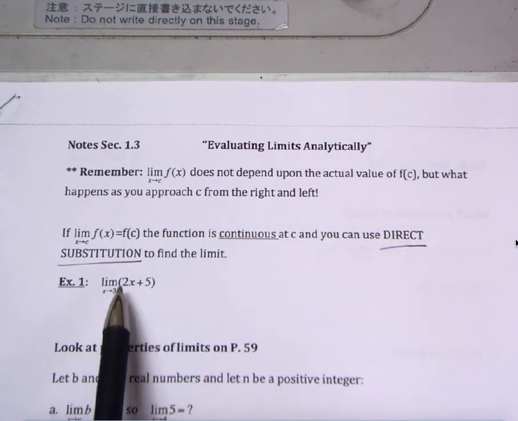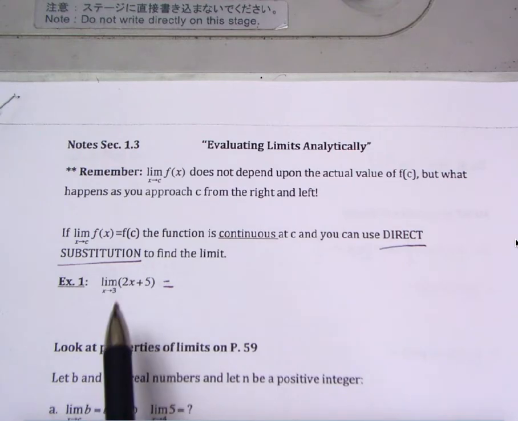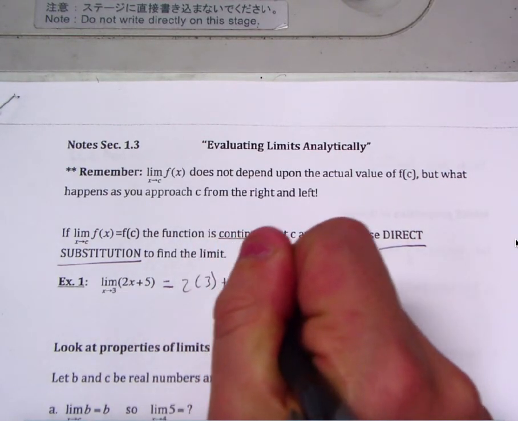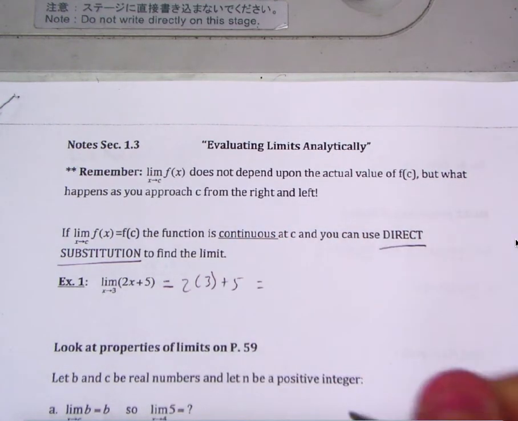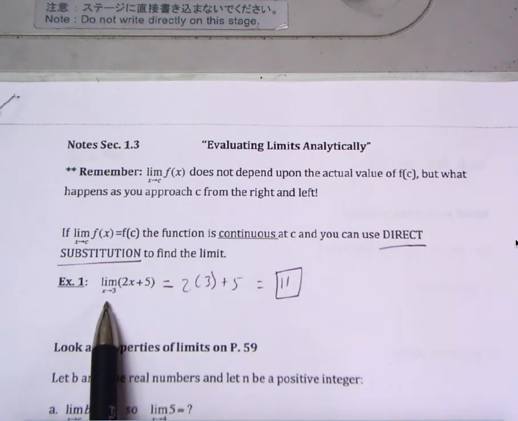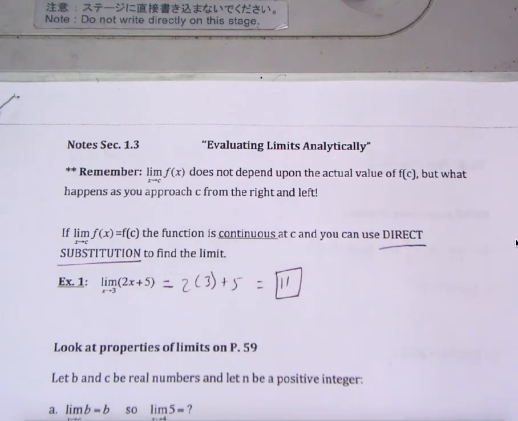What that means is, to analyze this limit, I can plug 3 in for x and see if I get a value. And if you do, that value is your answer. So if I plug 3 in for x, I get 2 times 3 plus 5, which is 11. So if we would graph this line, then as x approaches 3 from the left and the right, our y value is going to be approaching 11. So pretty nice and easy.